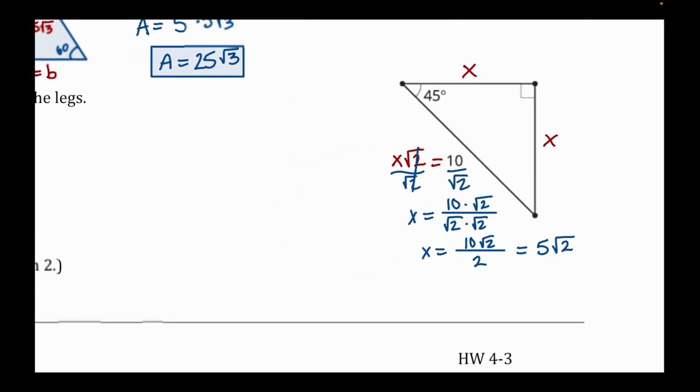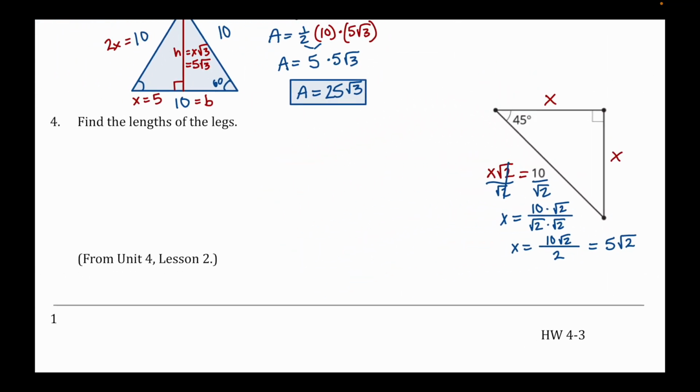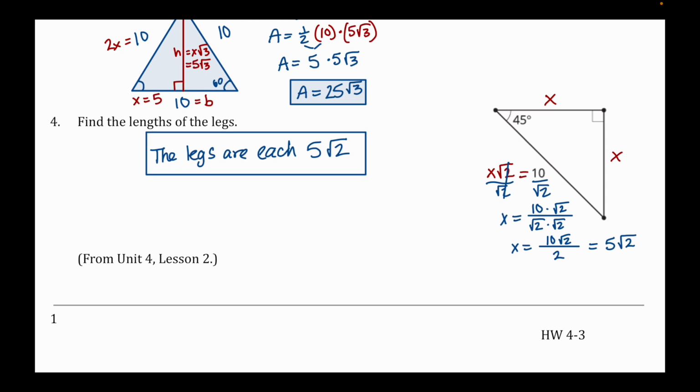So each side, I'll just write it as a sentence. I guess the legs are each 5 square root 2. Normally I would look for whatever letter name they gave to these, but this triangle doesn't have letters defining it as like A, B, C, or anything like that. But yeah, so the legs are each 5 root 2.